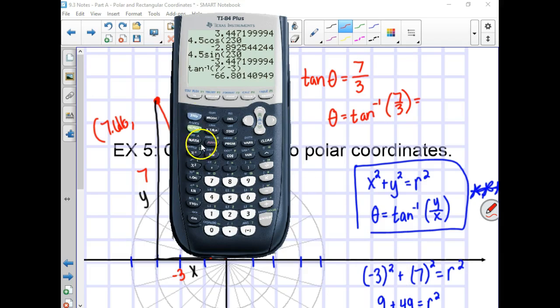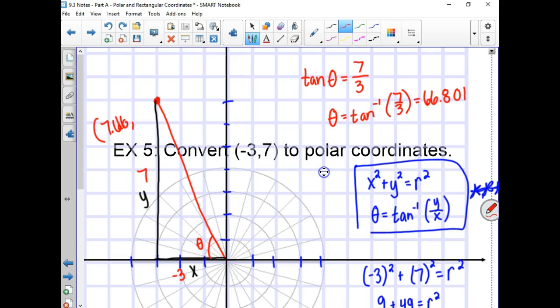you'll get inverse tangent of 7 over 3. You get the same angle, but it's positive, 66.801. But that's not the angle that we want to give, because we want to give a unit circle value for our angle. We want to give this angle right here. So how could I find that?